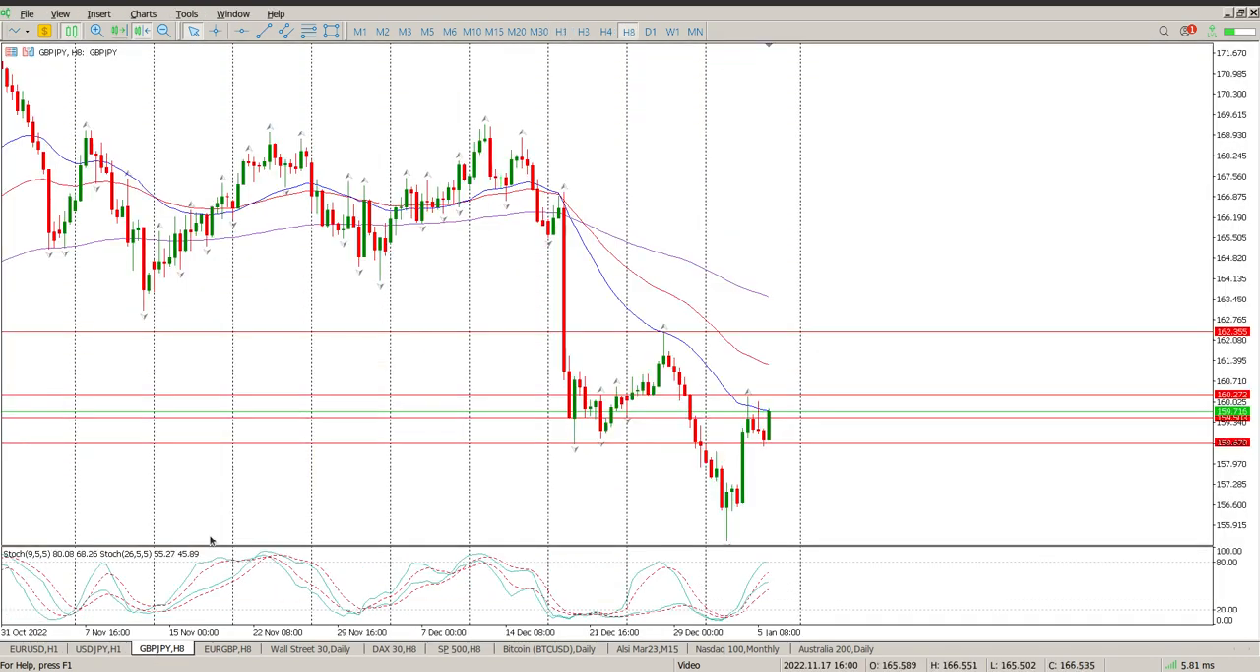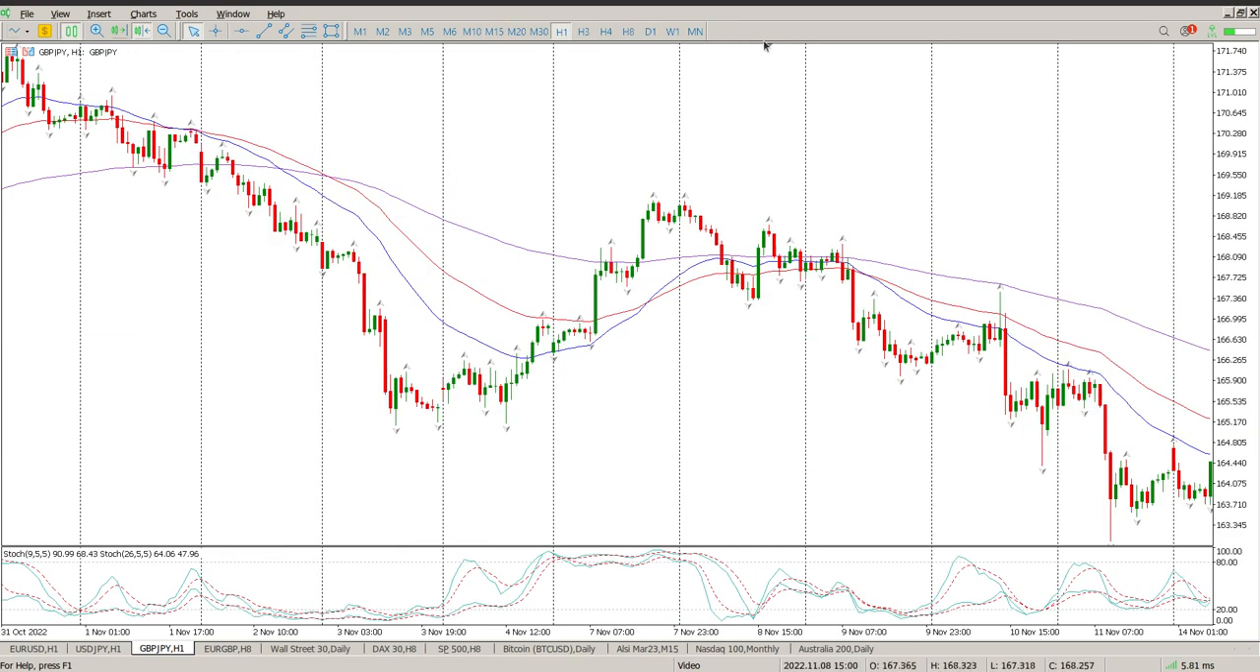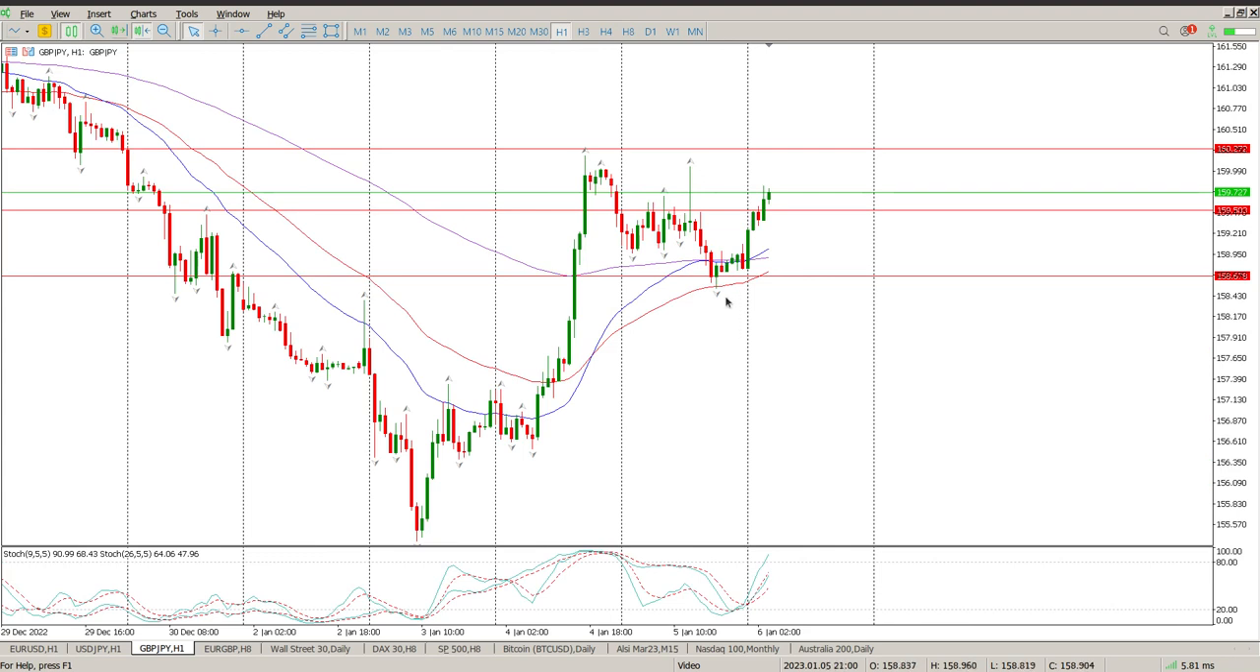Moving on to British pound, Japanese yen. We got a rejection, we got another rejection, and now this morning we've got a move to the upside again. So, is this the area we still need to be paying attention to, or are we just messing around again? And you can see a lovely pin bar off the structure there.